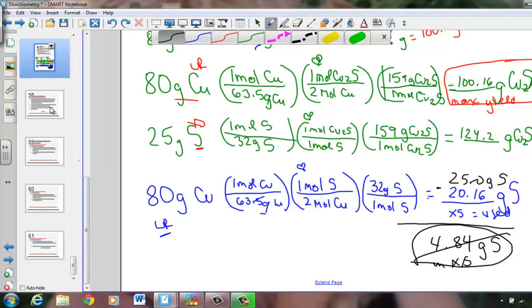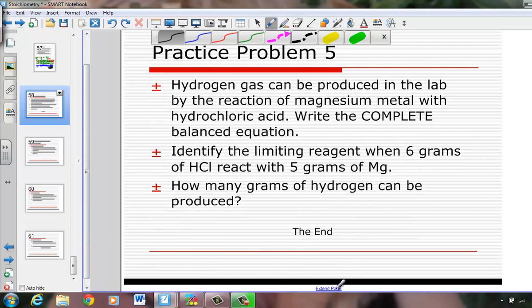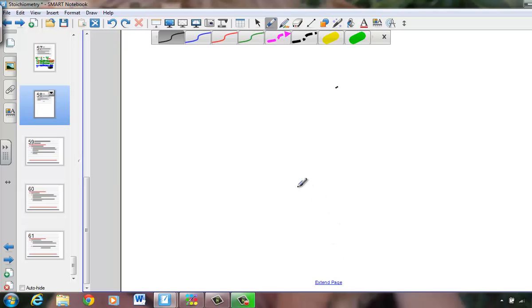We have one more in our note pack. Hydrogen gas can be produced in the lab by the reaction of magnesium metal with hydrochloric acid. Oh, we've done this experiment many times. Let's write the complete balanced equation and define the limiting reagent given the following quantities and determining how much hydrogen can be consumed. So let's extend the page and start with a nice balanced equation.